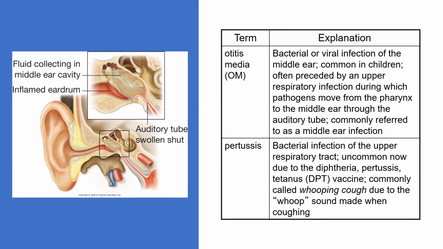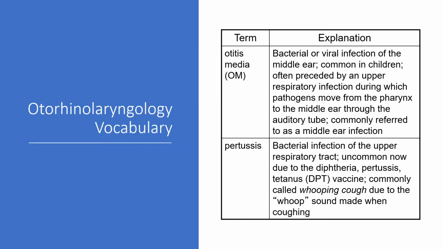Otitis media, or abbreviated OM, is a bacterial or viral infection of the middle ear. It's common in children, often preceded by an upper respiratory infection during which pathogens move from the pharynx to the middle ear through the auditory tube. This is commonly referred to as a middle ear infection.